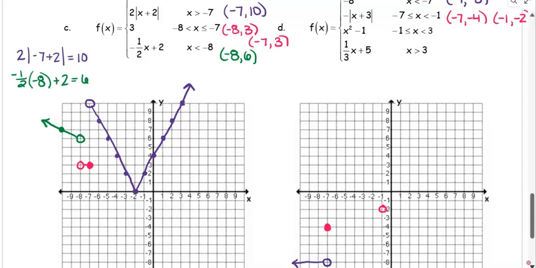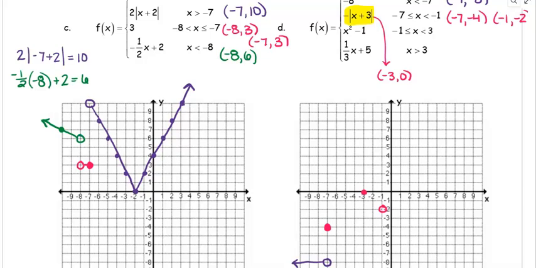Now, here's the thing too. A lot of times we want to say, ooh, let's just connect the dots. But this, again, is an absolute value, okay? We need to think about where our vertex is. The vertex for this one is going to be at negative 3, 0. Notice negative 3 fits in between negative 7 and negative 1. So I have to take that into consideration when I am plotting this absolute value.